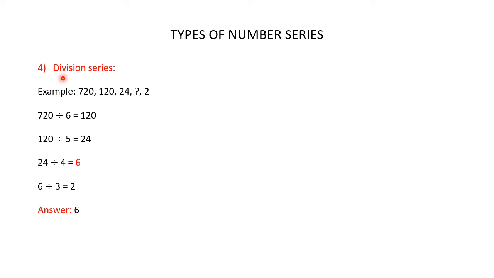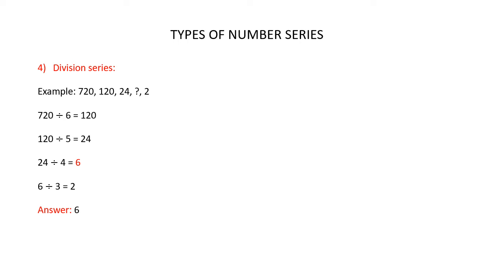Next is the division series. Let's understand division series with an example. Look at this number series 720, 120, 24, missing number and 2. You have to find this number. Look at the pattern here. 720 divided by 6 is 120. 120 divided by 5 is 24. Observe that the divisor here gets reduced by 1. So the next divisor will be 5 minus 1, that is 4. So 24 divided by 4 is 6 and 6 divided by 3 is 2.